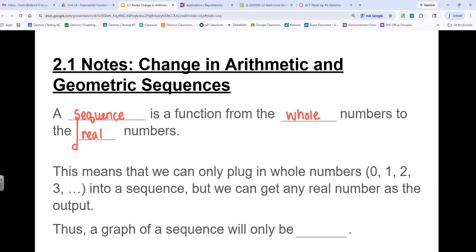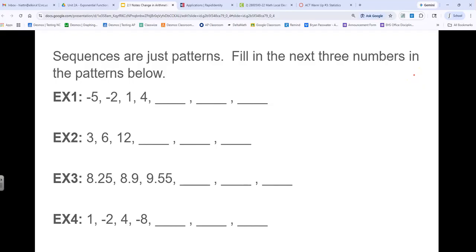Thus, a graph of a sequence will only be points, because you won't have values in between, because you're only plugging in 1, and then 2, and then 3. So you're just going to have a graph with points on it. However, they're going to behave a lot like functions. They're just not connected there. So you have been doing sequences since you were little, right? Henry comes home sometimes with homework in like 1st, 2nd, 3rd grade with sequence problems. You just may or may not have called them sequences, right?